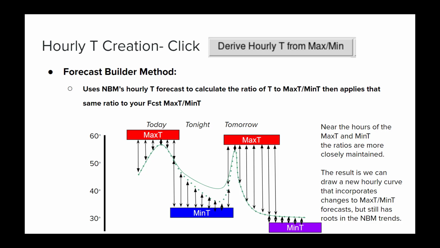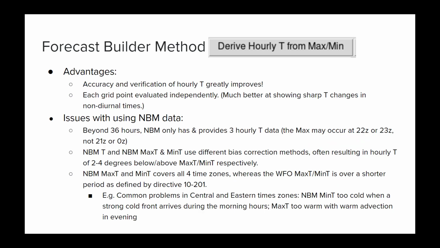The result is that we can draw a new hourly curve that incorporates the changes to any max T or min T forecast, but it still has its roots in the MBM trends. See here, our new hourly temperature forecast is now cooler to match our cooler min temperature forecast, but we've still got the same trends of a strong front occurring in the morning of day 2.